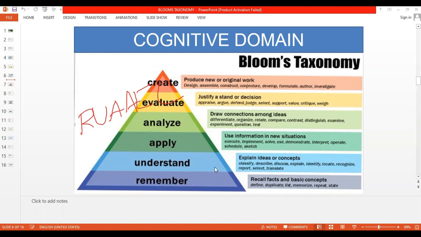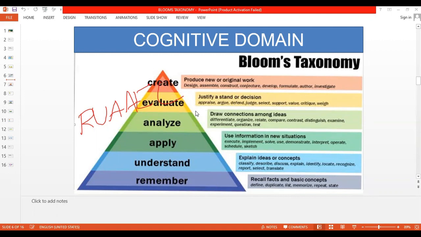After understanding, the learned content has to be applied for use in a new situation. So here the attributes are execute, implement, solve, use, demonstrate, interpret, operate, schedule, sketch. You need not memorize these attributes. If you just think about what the students are doing, whether they are applying their knowledge to a new situation, or whether they are just understanding the ideas, or whether they are able to recall the fact, you can easily relate to these 6 levels.